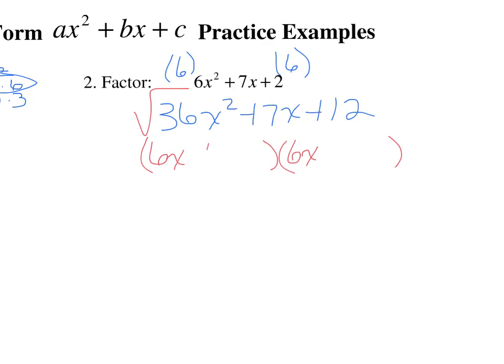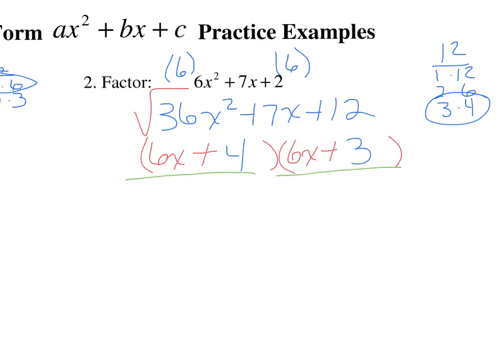The first sign comes down, and then we do positive times positive makes positive. So these are both going to be plus signs. And now we're looking for two numbers that multiply to make 12, but add to make 7. And again, like I said before, you can make a list over here to the side if you need to find two numbers that multiply to make 12 and add to make 7, and that will be 4 and 3. You always write the biggest one first.